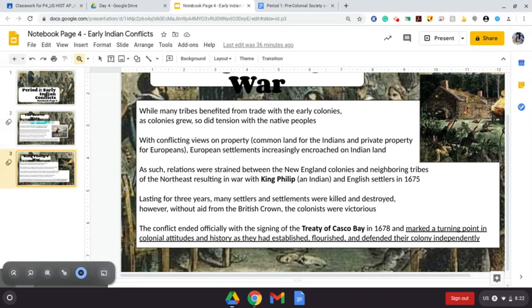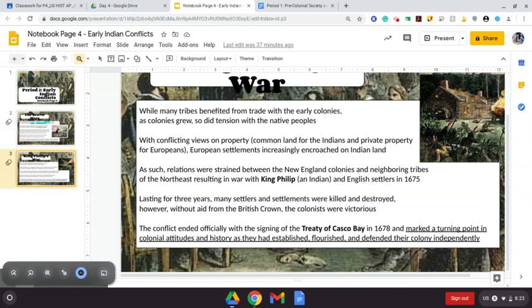As such, relations were strained between the New England colonies and neighboring tribes of the Northeast, resulting in war with King Philip, an Indian, and English settlers in 1675. Lasting for 3 years, many settlers and settlements were killed and destroyed. However, without aid from the British crown, the colonists were victorious.